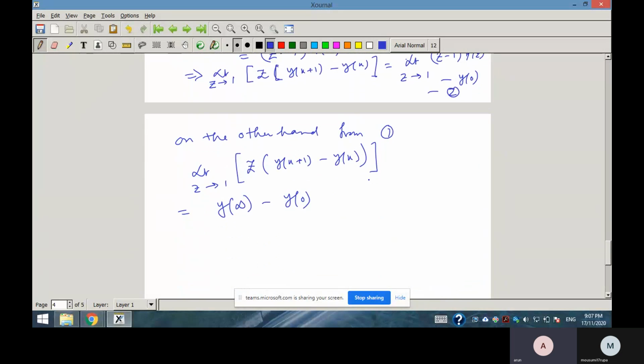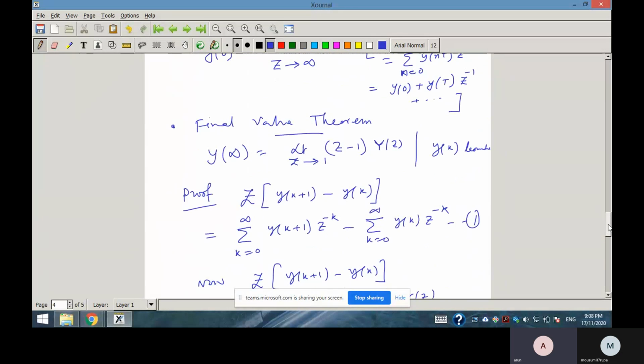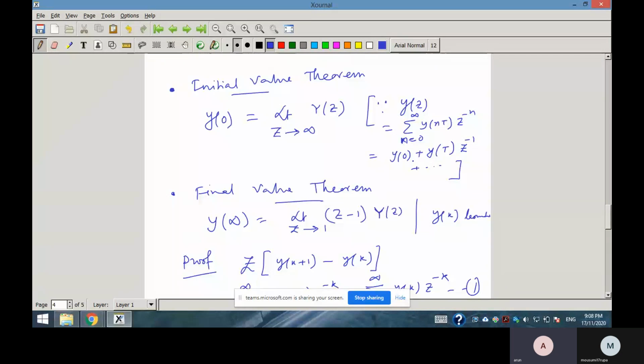So from 2 and 3 we get the limit as z tends to 1 of (z minus 1) into Y(z) equals y infinity. So this is good. It is a little bit difficult, but not that much. But the initial value proof is very simple. That's why I have written it in the bracket.